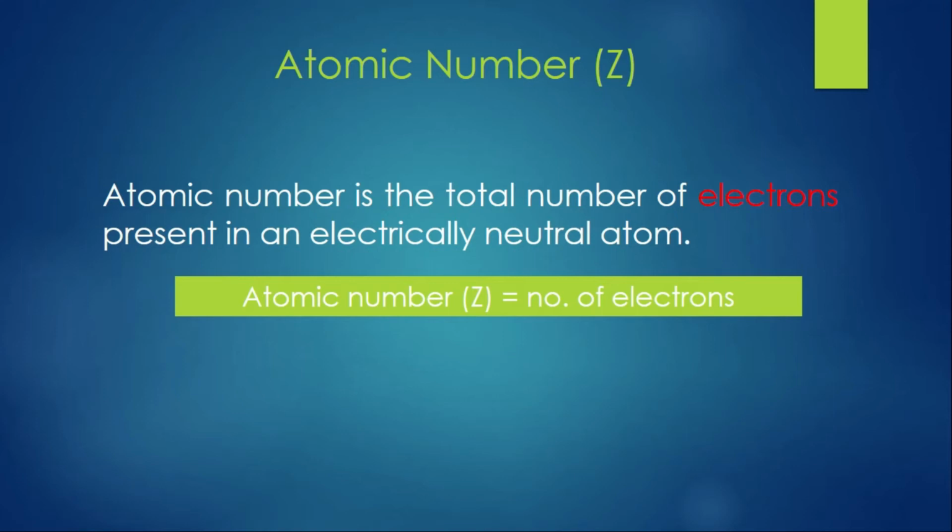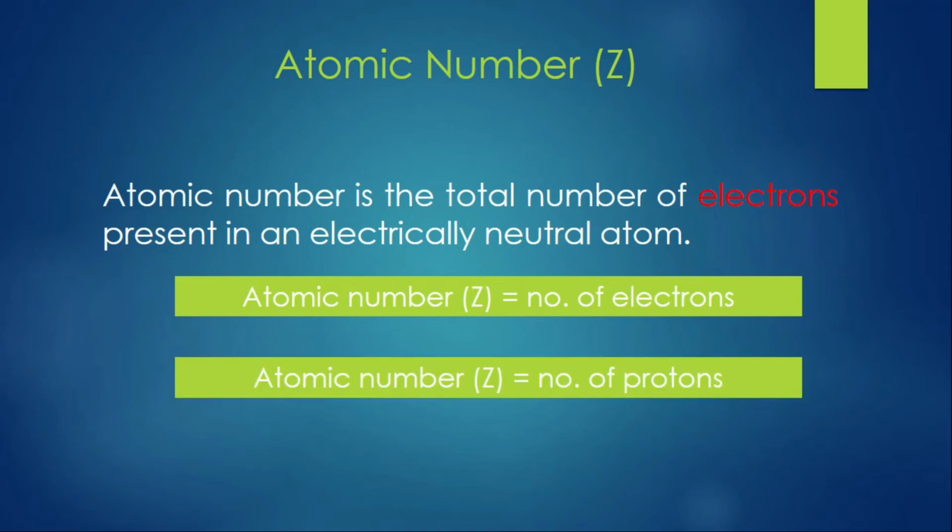And if the atom is not neutral, then it means that the number of protons is not the same as the number of electrons. And in reality, atomic number is the number of protons only. But only because we know that protons and electrons are the same in a neutral atom, that is why sometimes we say that atomic number is the number of electrons, but only for a neutral atom.